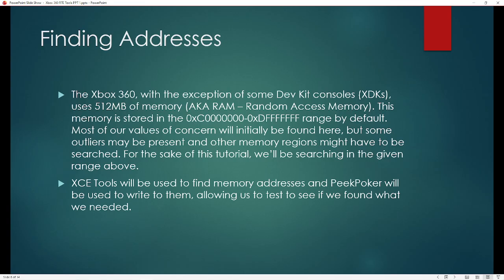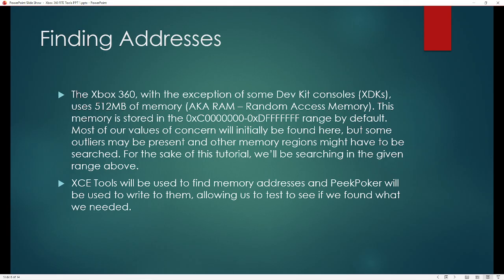Here we go. The Xbox 360, with the exception of some dev kits, XDKs, which use 1 gigabyte of RAM at times, itself uses 512 megabytes of memory. This memory is stored in the 0xC to 0xDF range by default. Most of our values of concern will initially be found here, but some outliers may be present, and by some outliers, I mean a lot, and other memory regions might have to be searched. For the sake of this tutorial, we'll be searching in the given range above. Next tutorial, we will be working with ranges outside of this exclusively.